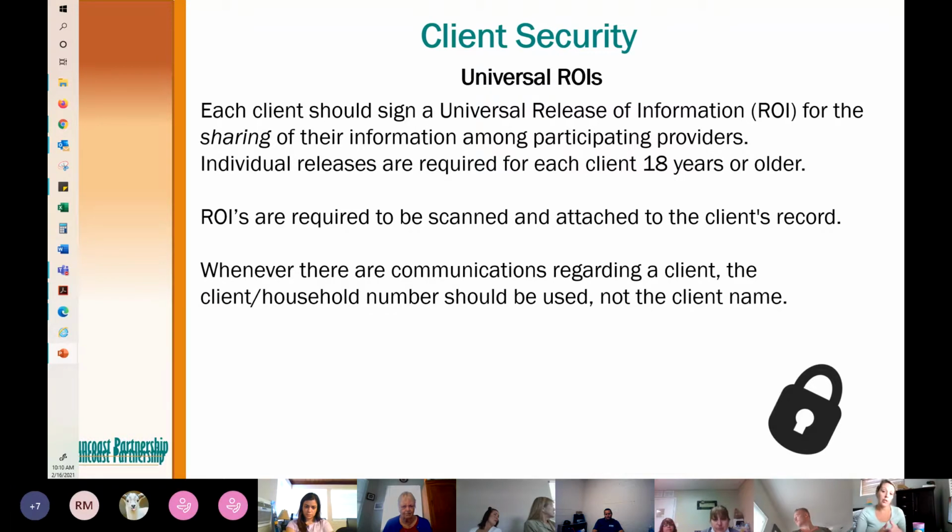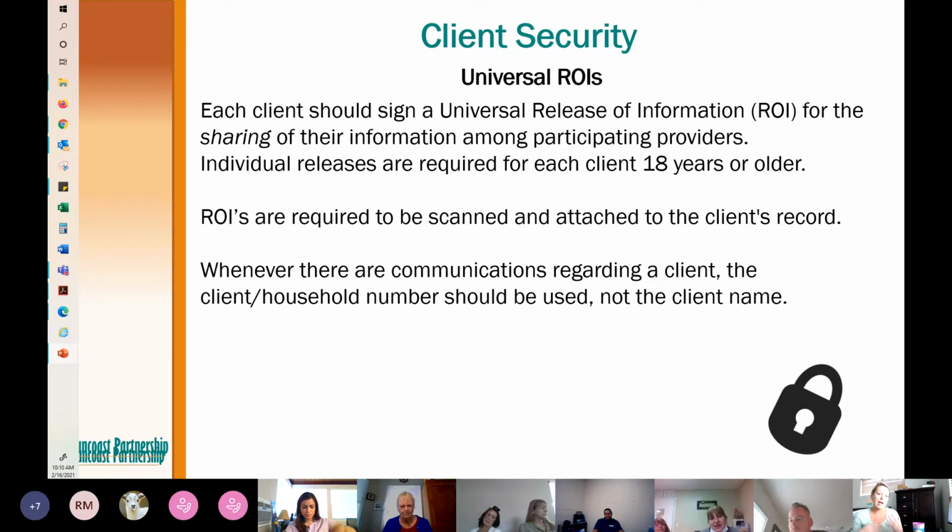There are some agencies, of course, at least in our continuum of care, that may not have access to that client information. But do your best to only use initials or client IDs. If you're communicating with another service provider who does not have HMIS capabilities, please encrypt a document, password protect it. We are dealing with very sensitive information here.